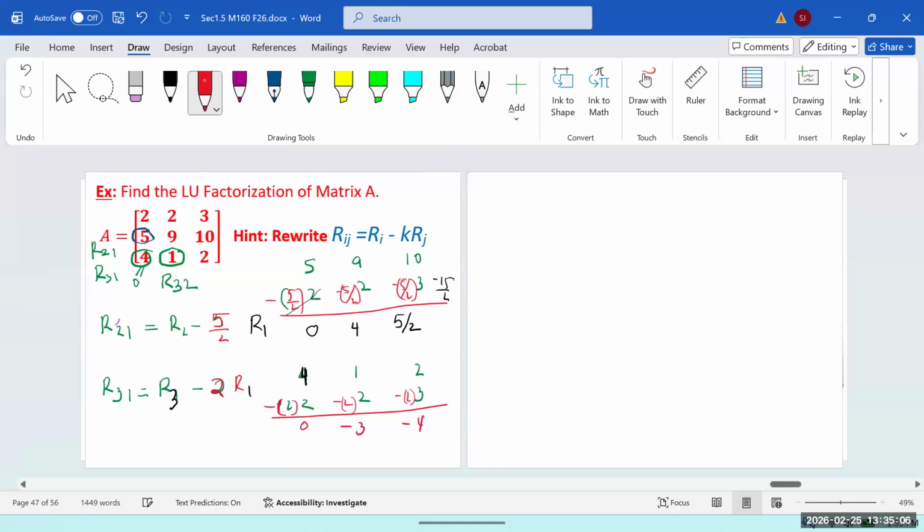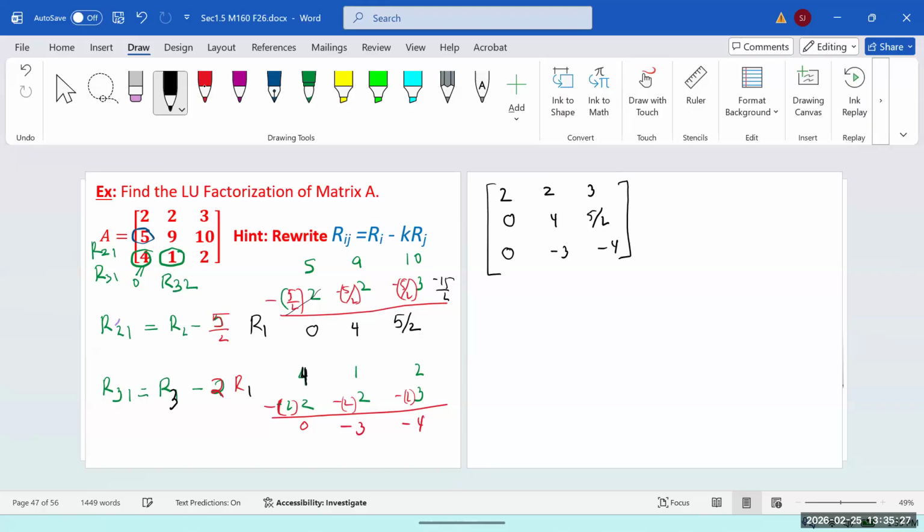Okay, so let me write this down. We have 2, 2, 3. Our new second row is 0, 4, 5/2. New third row is 0, -3, -4. That means the only thing now I need to change is this -3 into 0. So this position is row number 3, column number 2. So what did you do?